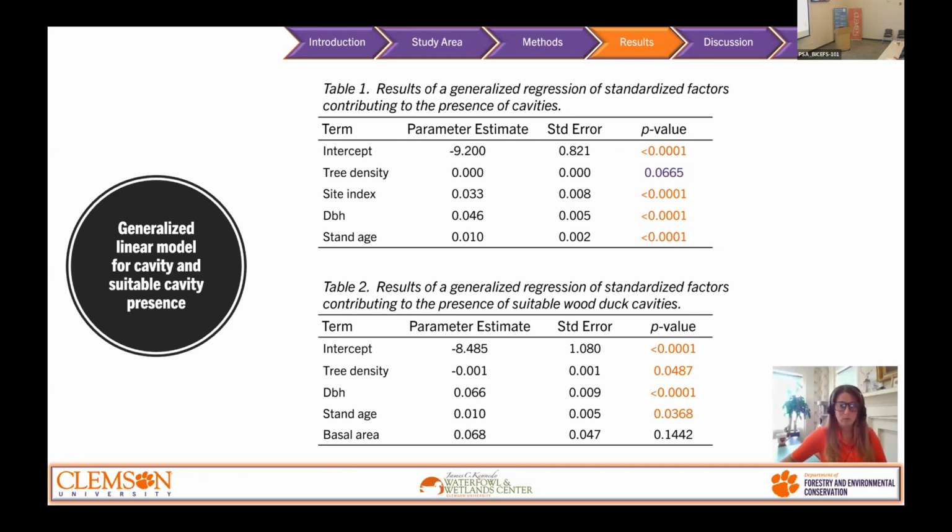These are the results from my generalized linear model with cavities on top and suitable cavities on the bottom. The best fit model for factors contributing to the occurrence of cavities showed a positive effect on cavity occurrence for the site index, DBH, and stand age, with a minor negative effect for tree density. The best fit model for suitable cavity occurrence showed a positive effect for DBH and stand age, a negative effect for tree density, and no effect for basal area.